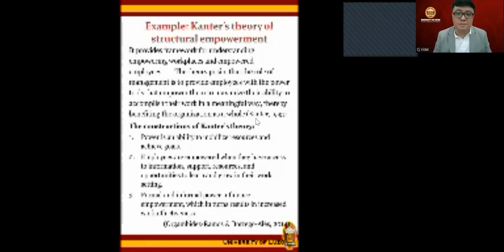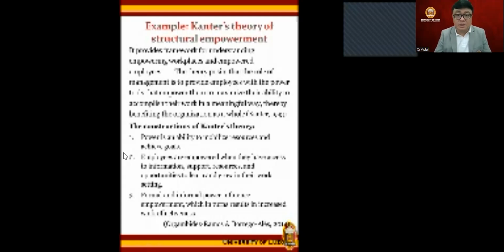So in Cantor's work, he talked about power tools that empower employees to maximize their ability, exercised as a matter of role by the management. Number two, employees are empowered when they have access to information, support, resources, and opportunities to learn and grow in their work setting. And finally, formal and informal power influence empowerment, which in turn results in increased work effectiveness.